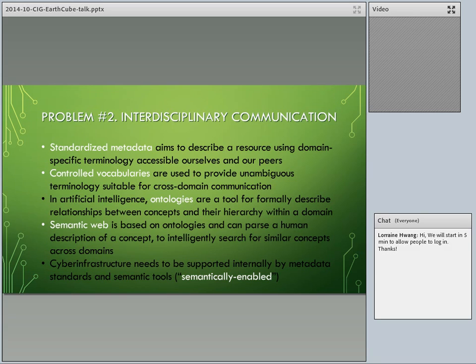Semantic web is a set of tools that allows us to use these ontologies to parse human speech, human description of a concept, and to do it intelligently across domains. So my suggestion is a cyberinfrastructure that would be useful for interdisciplinary communication would need to be internally supported by both metadata standards and semantic tools, semantically enabled as a term.